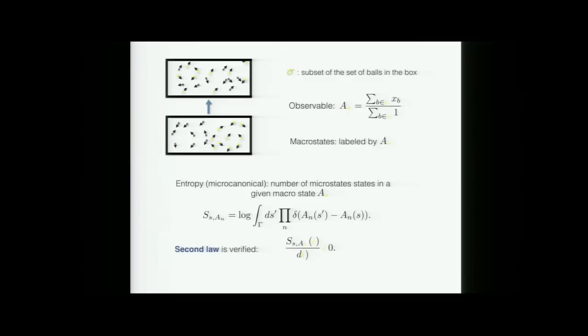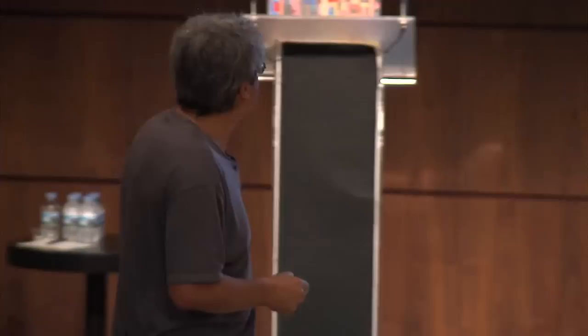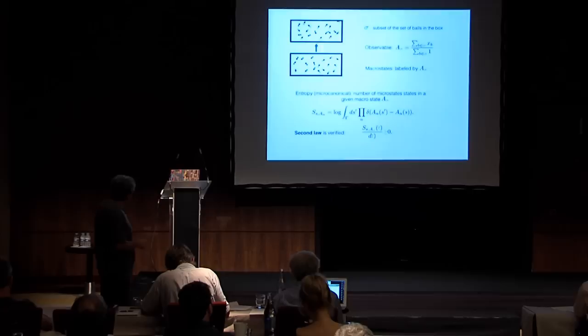So the entropy depends on the actual macrostate, as everybody doing statistical mechanics knows very well, that you need some coarse graining. And then you notice that if I take my time direction, T in yellow here, as going from here to there, then the entropy increases.